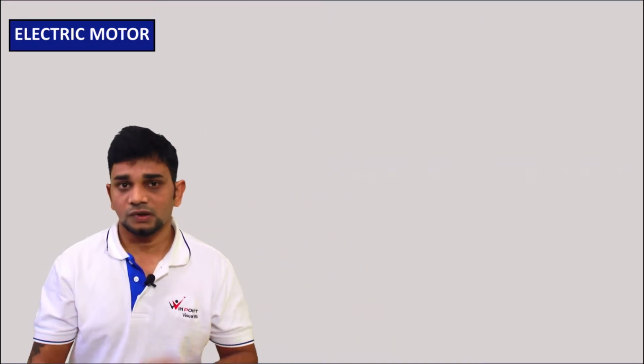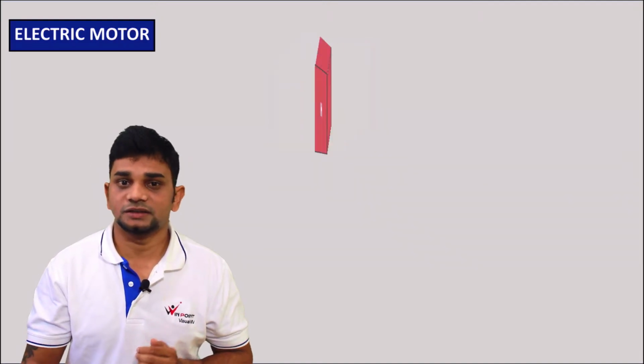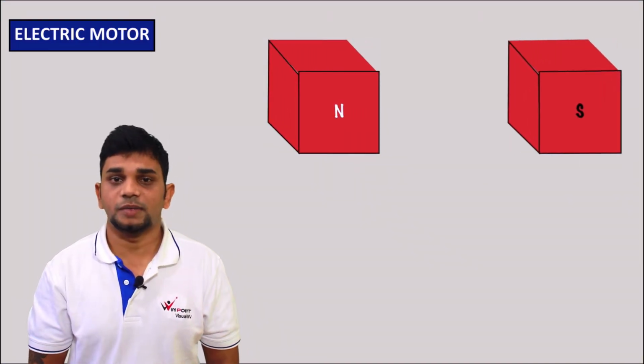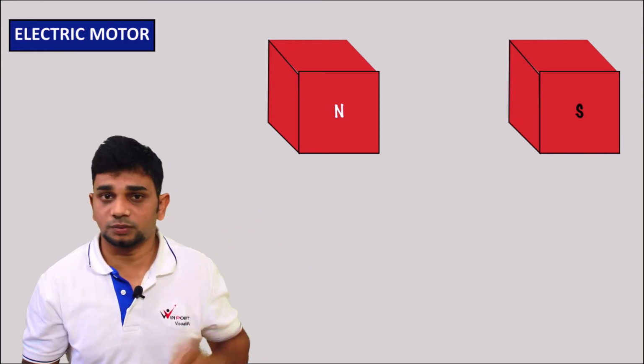Okay. First we can discuss the construction. DC motors are having magnets. These magnets are known as field magnets. You can see the north pole and south pole.